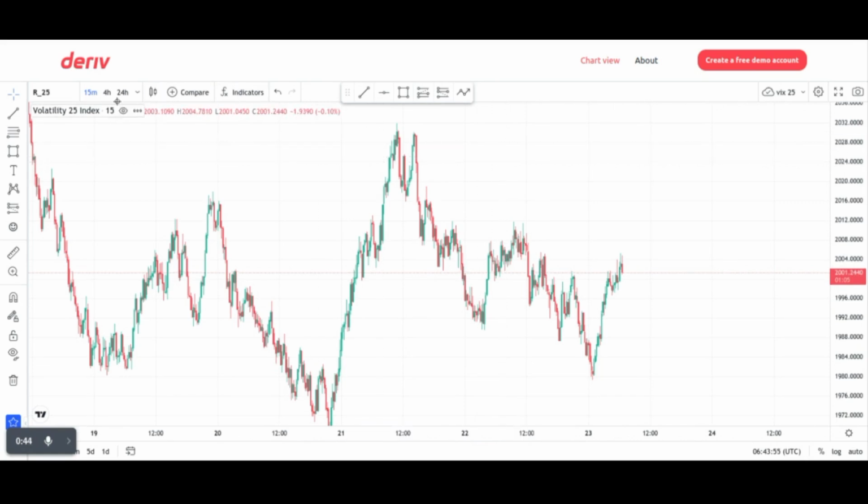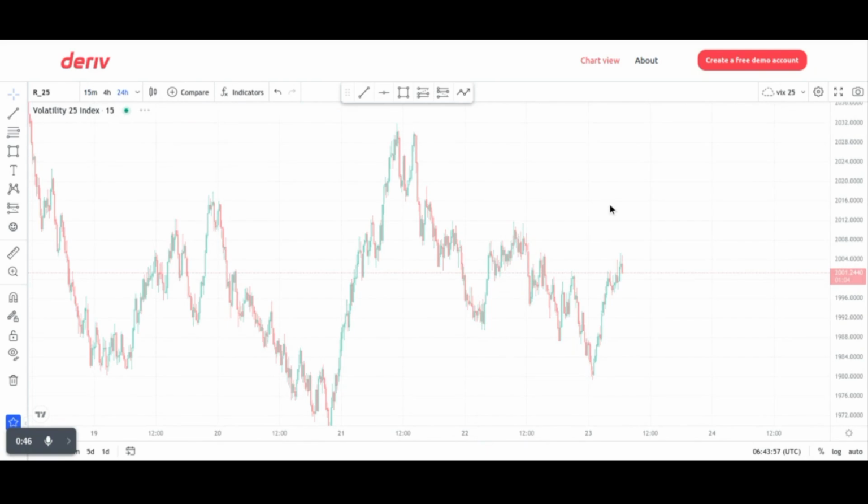Number one thing is to go on the daily time frame, which is the 24 hours time frame. What I am looking for here is just to get the direction of the market, that is where the market is facing, the market trend. That is what I usually look for on the 24 hours time frame.